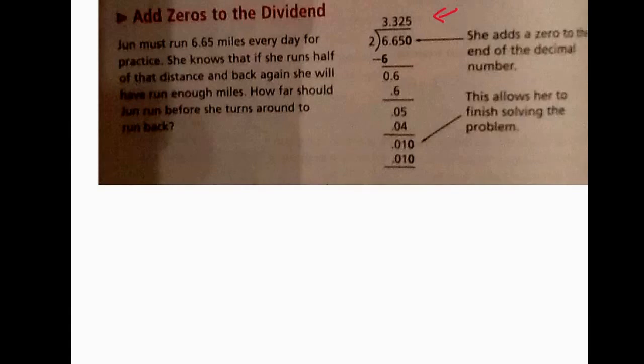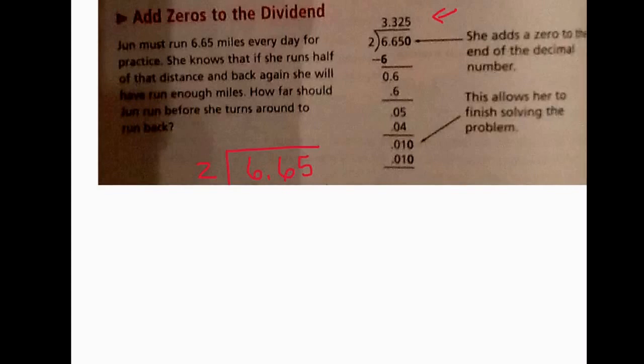So here we have a young lady who's running 6.65 miles every day for practice. She knows that if she runs half that distance and back again, she'll have run enough miles. So essentially we're taking 6.65 and dividing that by 2, because she needs to know how far she needs to go before she turns around. So we have to divide that in half, or divide by 2. So I'm going to start solving.